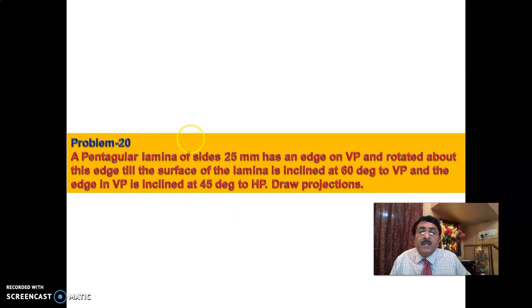In the same way, if they say the surface is inclined at some degrees to HP, start from the top view. If the surface is inclined at some degrees to VP, start from the front view. Also you should never forget that for triangular lamina and pentagonal lamina, edge and corner positions are the same, whereas for square lamina and hexagonal lamina, edge and corner positions are different. Please read the problem carefully.